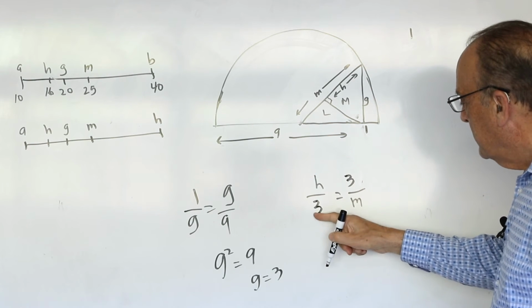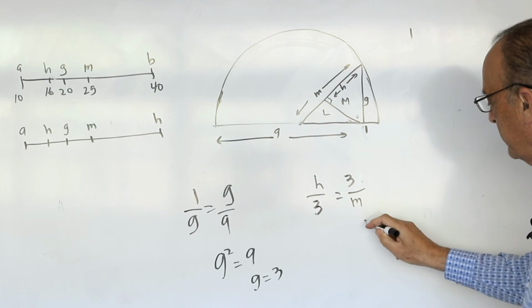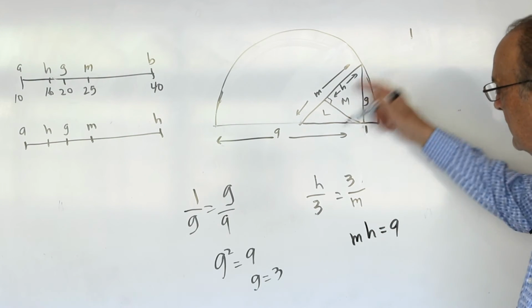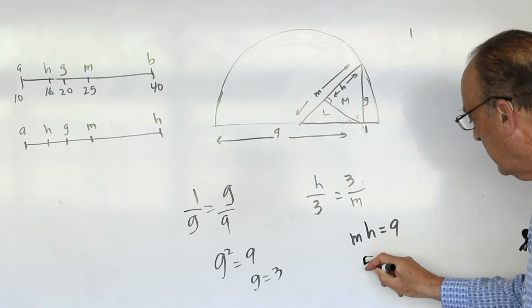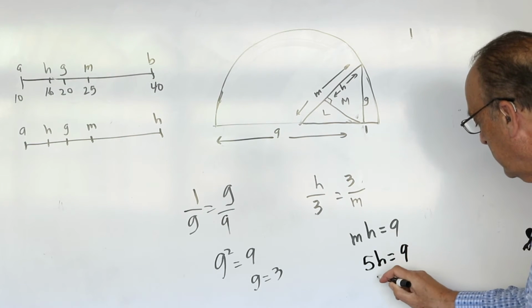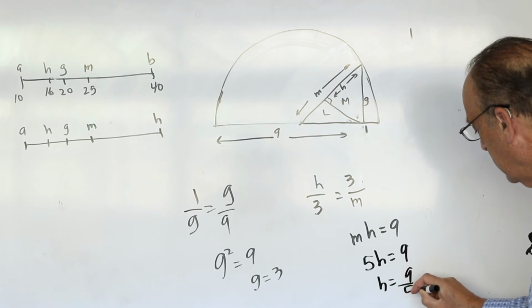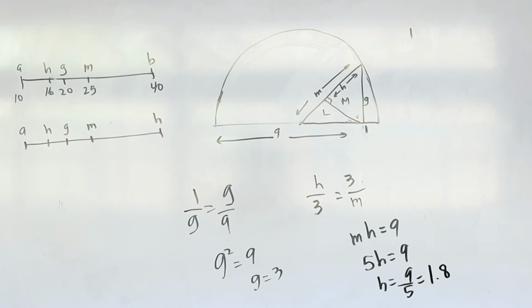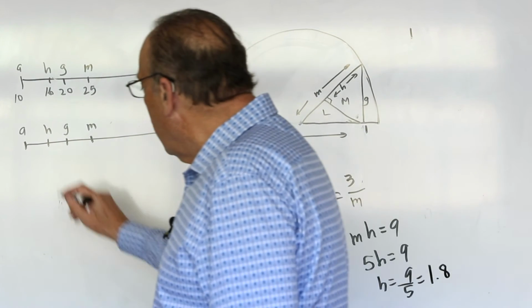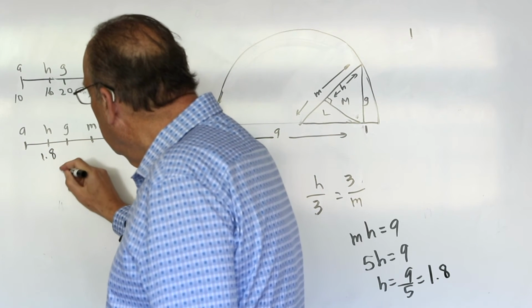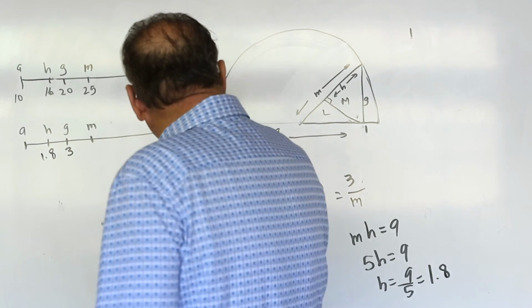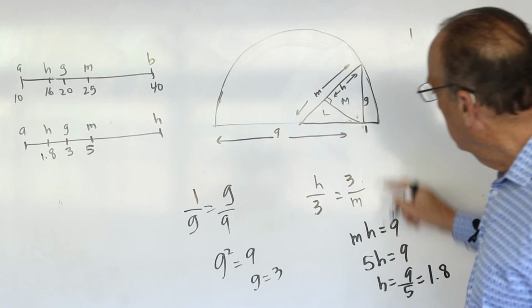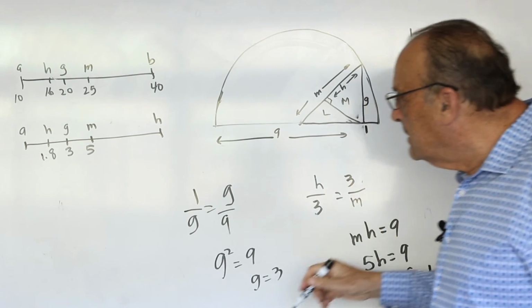So H is to 3 as 3 is to M. So when you cross multiply, you get MH equals 9. And we already know M is 5. So we get 5H equals 9. So H equals 9/5, which equals 1.8. So we're going to have 1.8. We're going to have 3. And we're going to have 5. And A is this distance, 1 and 9.